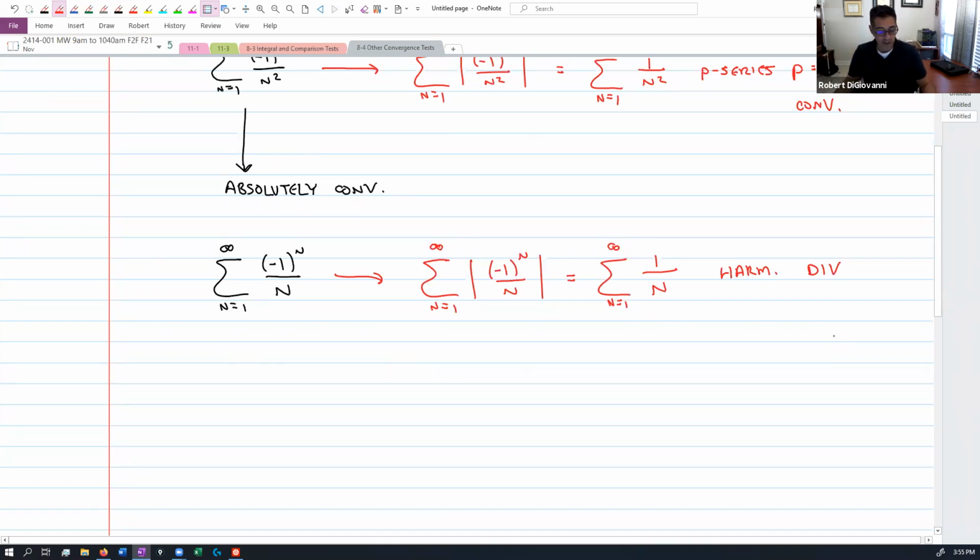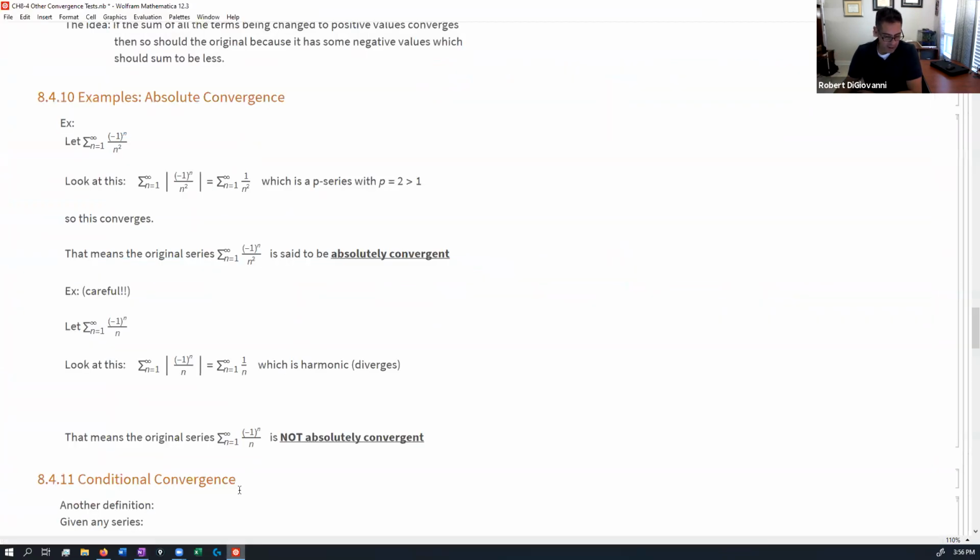Well, what we can say is that this series is not absolutely convergent, because the series of the absolute value doesn't converge. So we just say it's not absolutely convergent. That's it. All right. So this is just terminology. That's all this is.